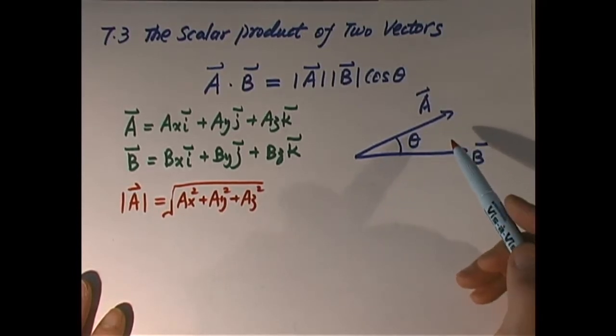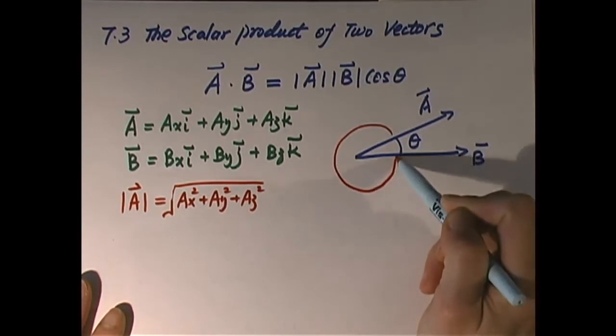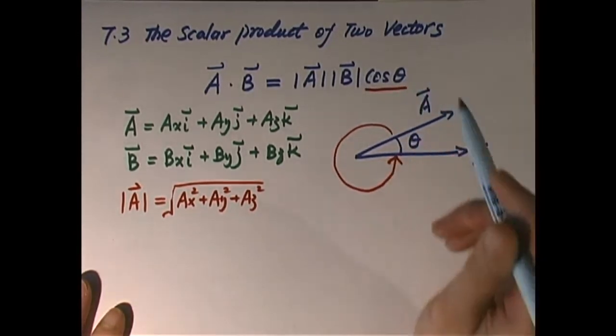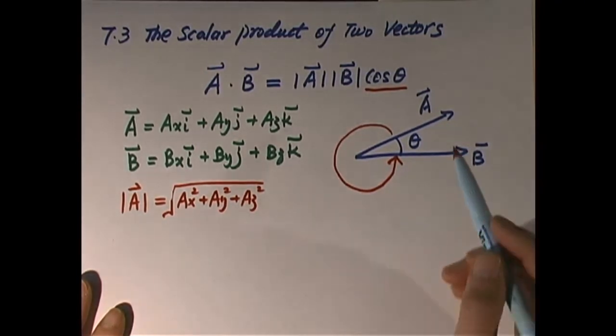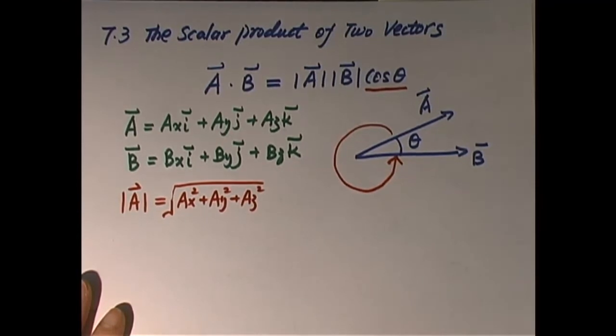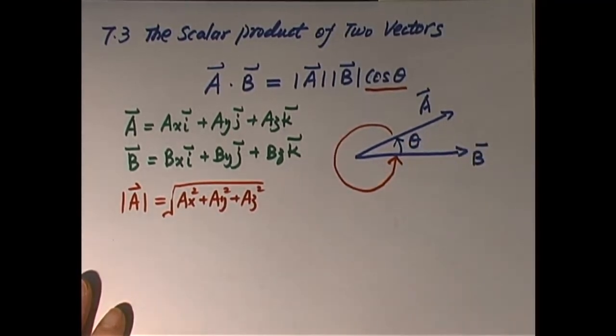Probably you will say, what about the other angle? That one. Since we know cosine is a periodic function with period 2 pi, we always use the smaller angle theta, because the other one is 2 pi minus theta. If you take the cosine, it will have the same value. So we always choose the smaller angle between A and B.